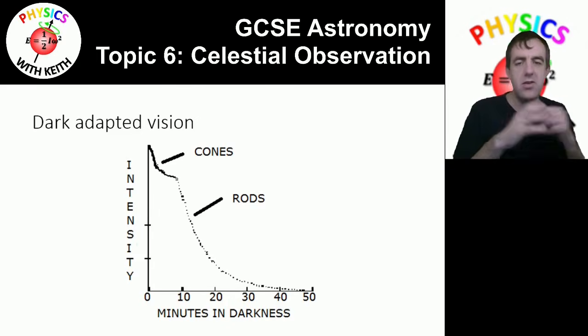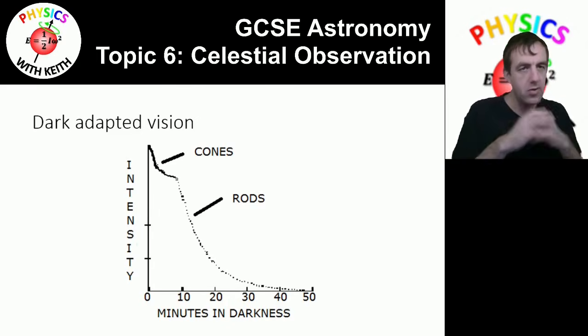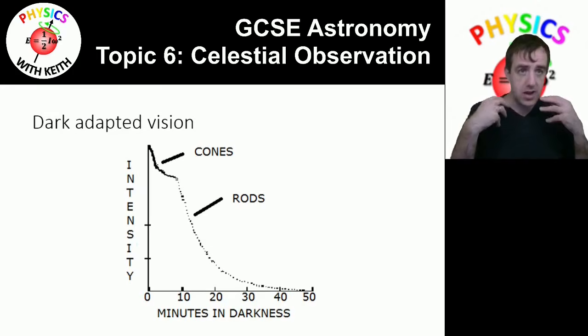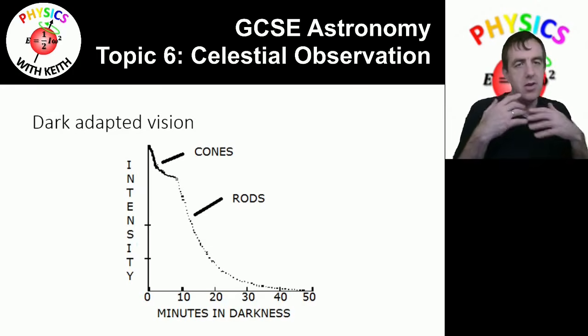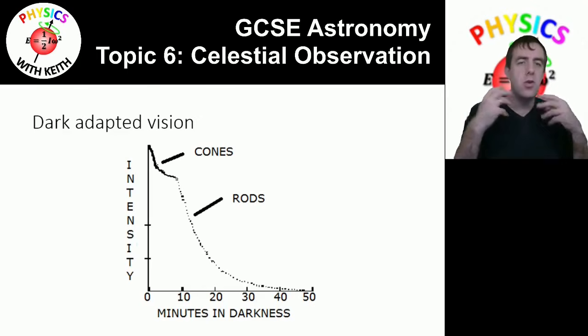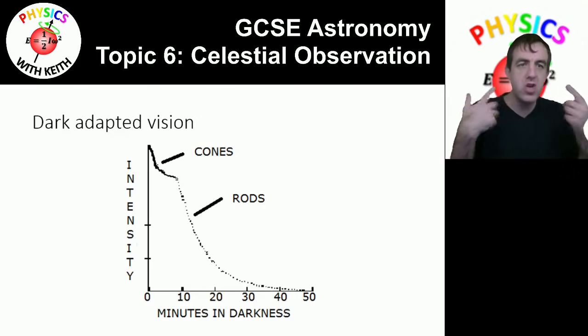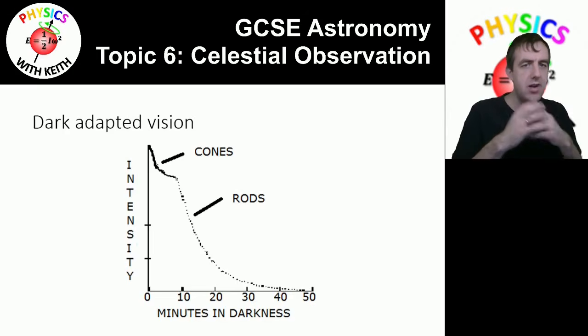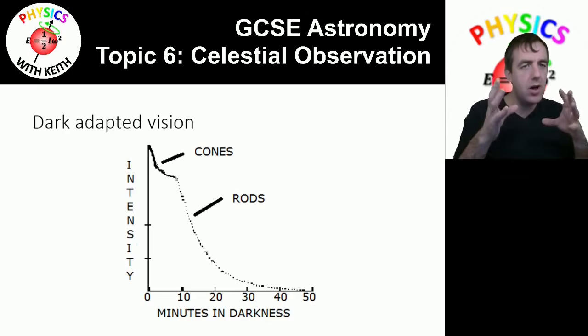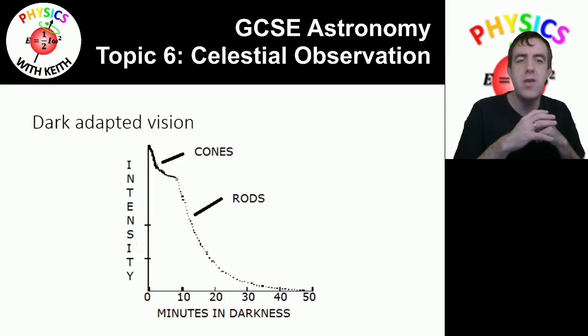There are pigments within your rods and cones. When they're exposed to light, those pigments get used up. And if you don't expose your rods and cones to light, those pigments regenerate. And it can take quite a time. It can take about 30 minutes, even up to an hour, before you've regenerated enough of these pigments to really be able to see some of those very faint objects.